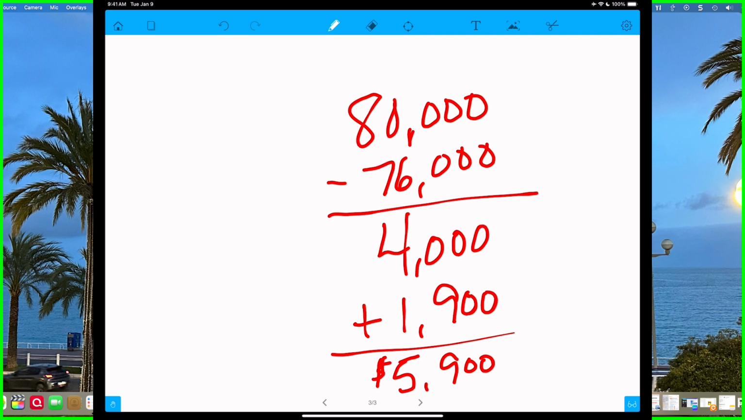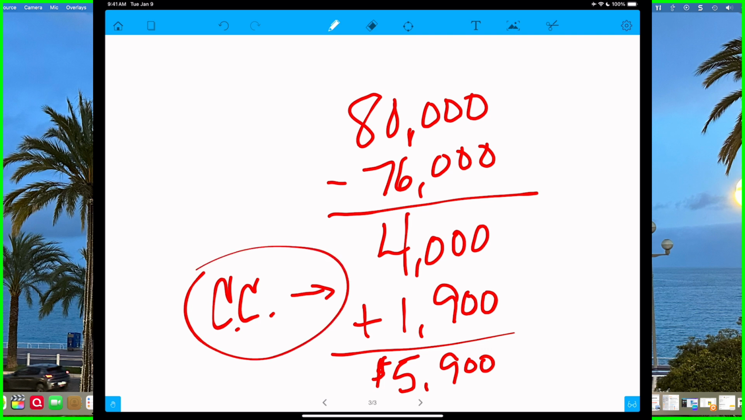But what I want you to know is that they may also throw some closing cost into this problem. And if they do add some closing cost, be sure and include that, because Falk will be out closing cost on the day of closing, their down payment, and their discount points. And a lot of times I see these questions worded where it says, how much will Falk have to bring to closing? Well, in our example, Falk's going to need to bring $5,900 on the day of closing.